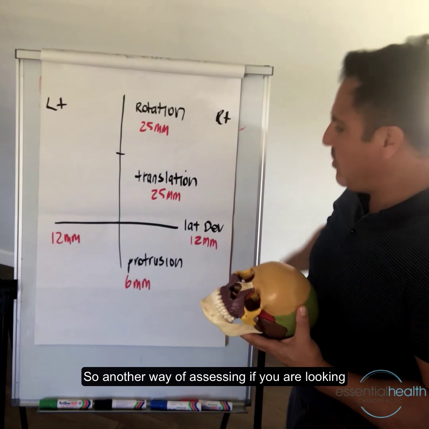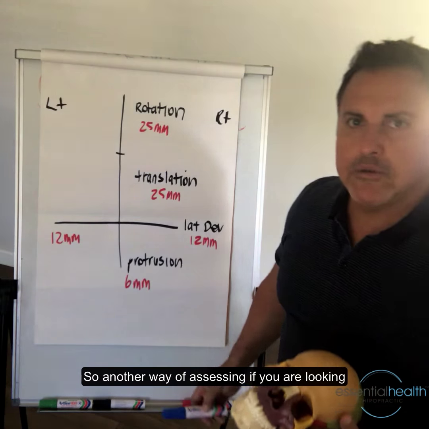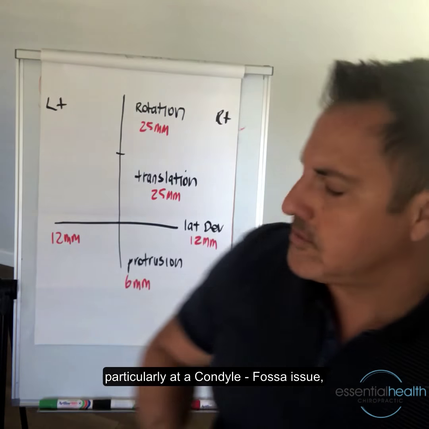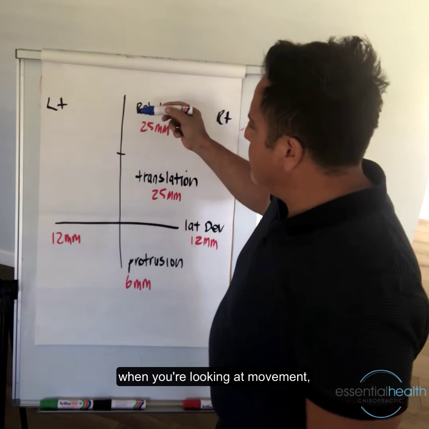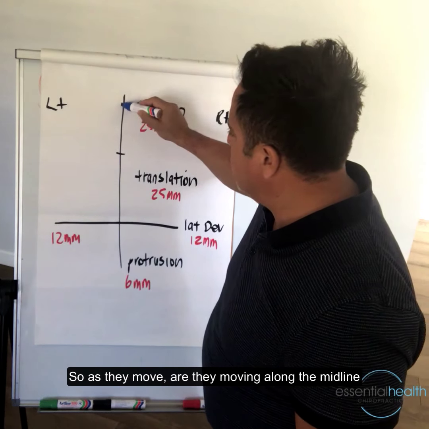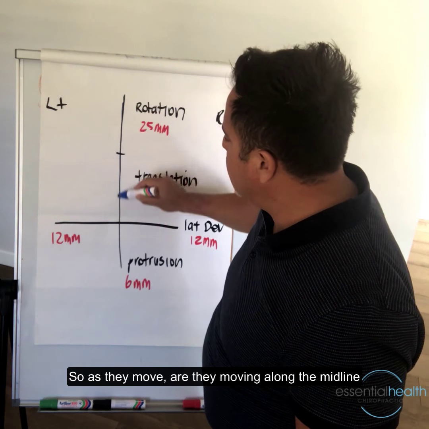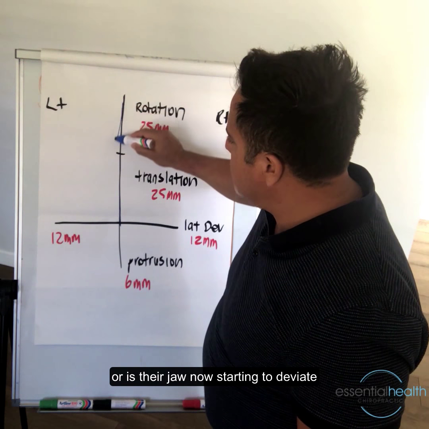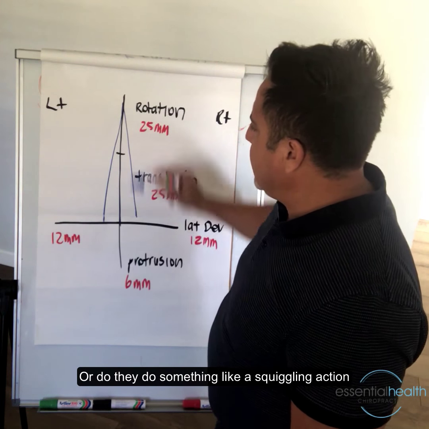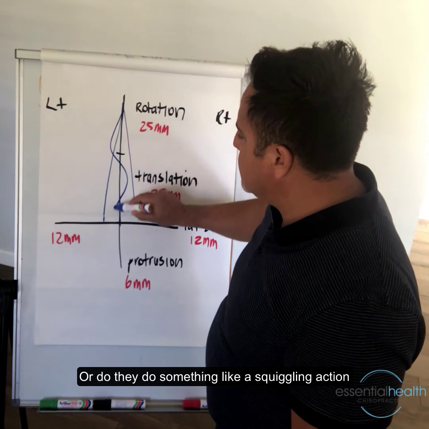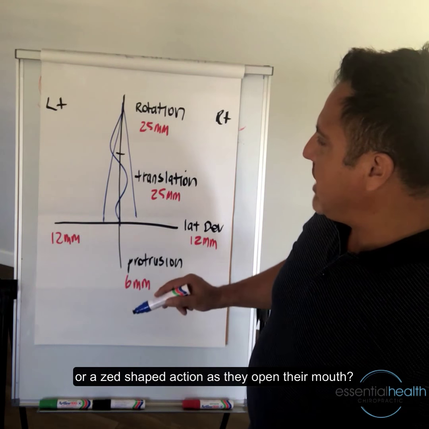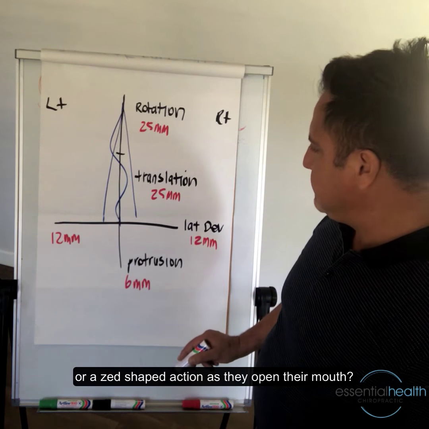So another way of assessing if you are looking particularly at a condyle to fossa issue, where you're looking at movement, is how does their jaw move during mouth opening and closing? So as they move, are they moving along the midline, or is their jaw starting to deviate towards the left or to the right? Or do they do something like a squiggling action or a Z-shape action as they open their mouth?